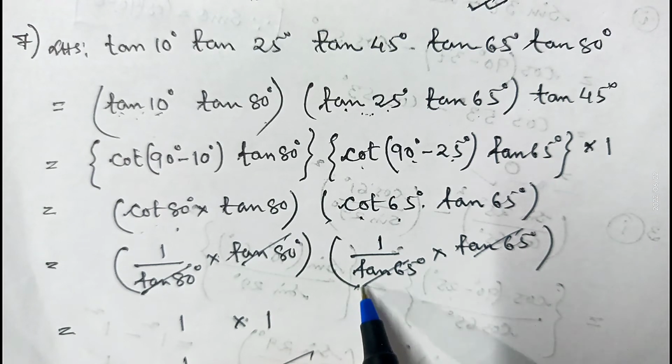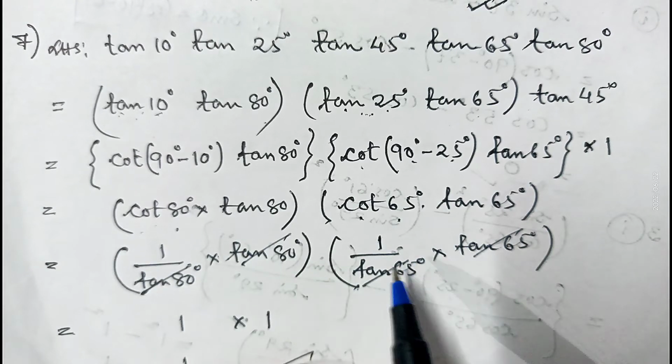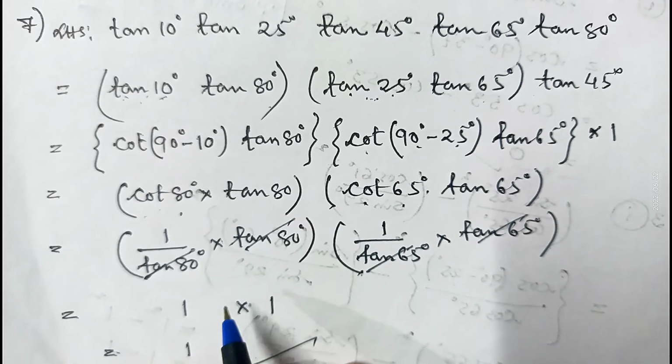These two I can cancel. These two also can be cancelled. So from this part I got 1. From this part also I got 1. And 1 into 1 is 1. Hence proved.